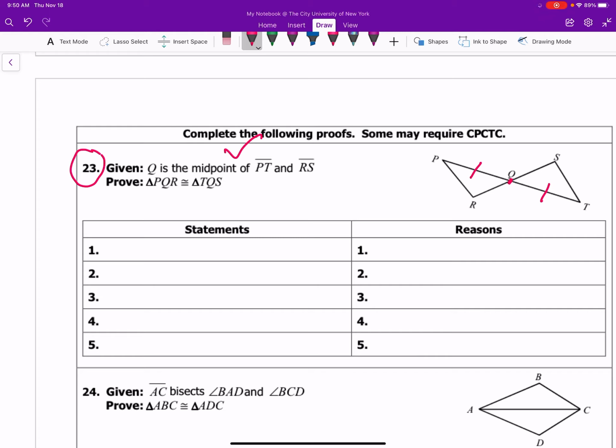You should think about it. And what I can find is, since there is a midpoint that divides, according to the definition of the midpoint, Q divides PT into two congruent segments, so PQ should be congruent to QT. Again, Q is the midpoint of RS, so for the same reason, RQ should be congruent to QS.